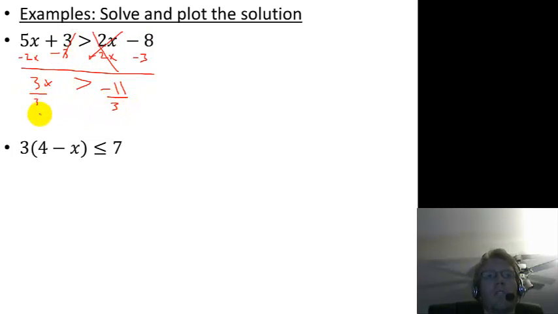Divide by 3. Because I'm dividing by a positive number, there's no funny business. The inequality stays the same. Negative 11 thirds. So x has to be larger than negative 11 thirds. If I pick any number larger than negative 11 thirds, this inequality will be true. This side really will be larger than this side. If I pick exactly negative 11 thirds, these two sides will be equal. And if I pick anything outside of that range, then it will be false because this side will actually be larger even though it's supposed to be smaller.